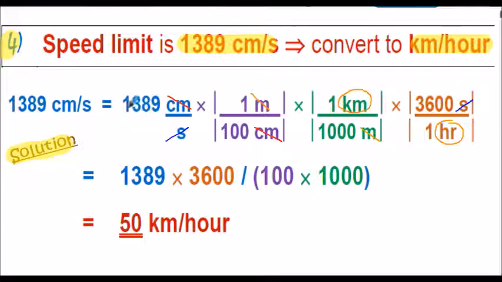Calculation, 1,389 multiplied by 3,600 and then divided by 100 divided by the 1,000. Again, notice the way I've input that into my calculator. That evaluates to 50 kilometres an hour.